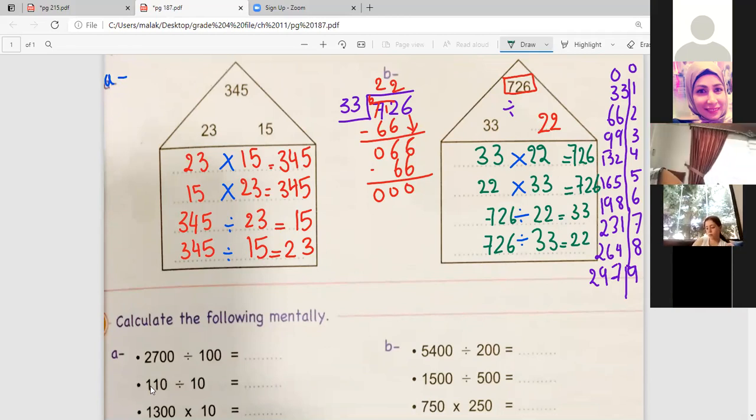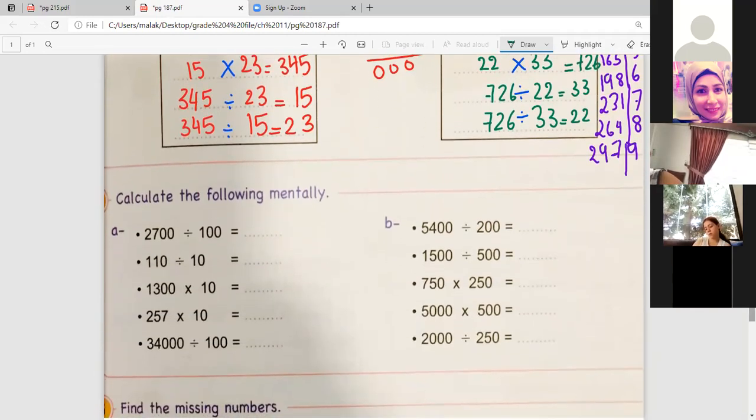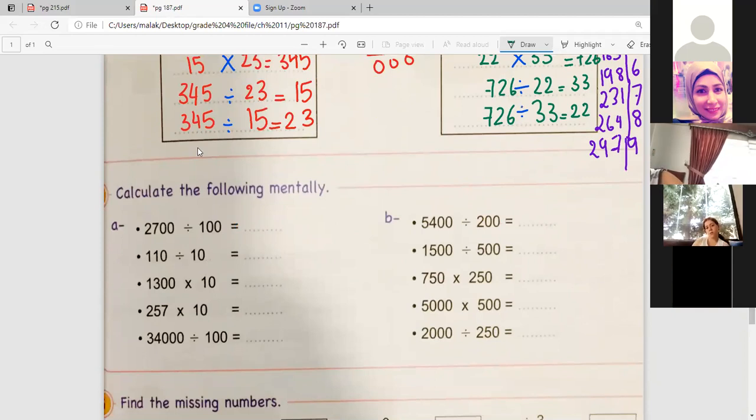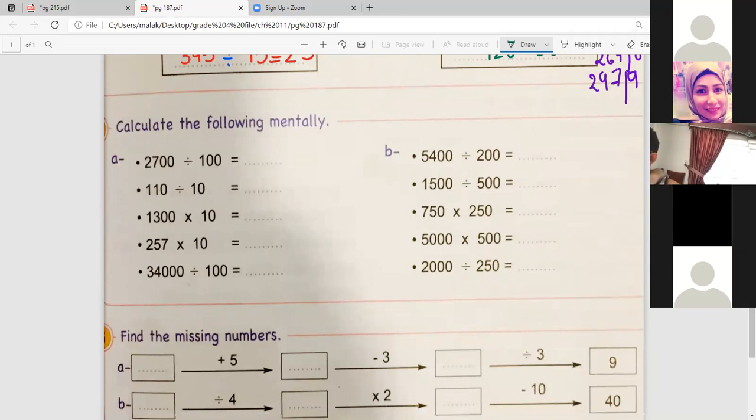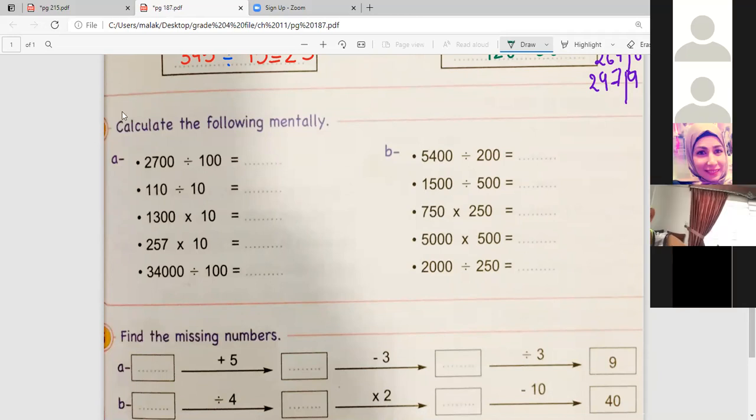Yes, talking group. Come on. You can start with another thing. It's so easy. We will start with question two. Teacher? Yes, Murad. No, we're not making a salon. Leia, what's wrong with you? You are talking and you are on mute. Yes, sir. Question two now. Calculate the following mentally.